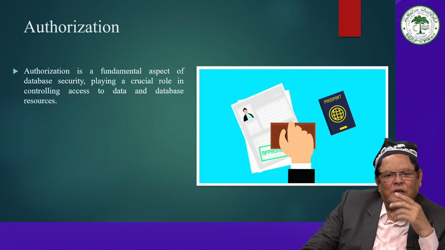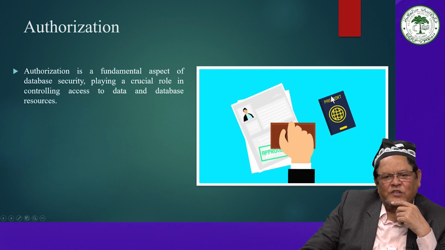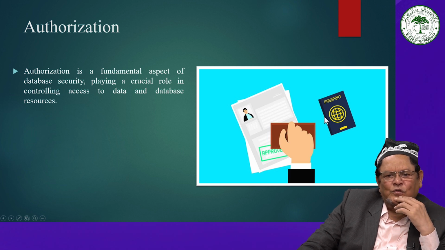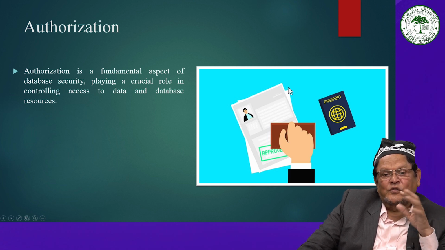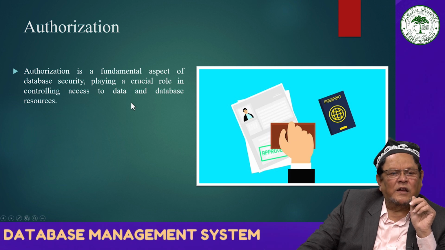Here I have a diagram, you can say, the passport is authorization. When the government of India has authorized you to visit a different country, you have valid citizenship. So this is a very good example for that.